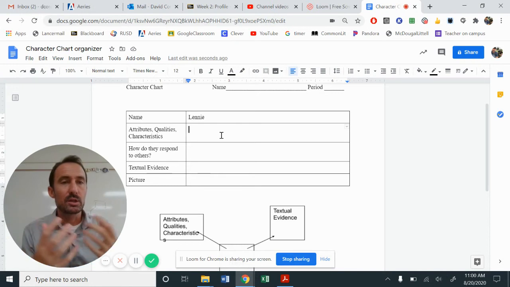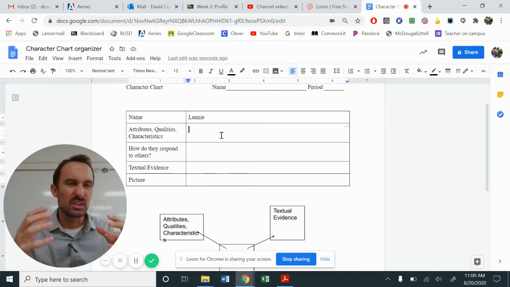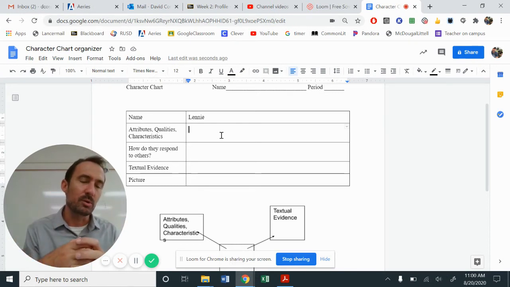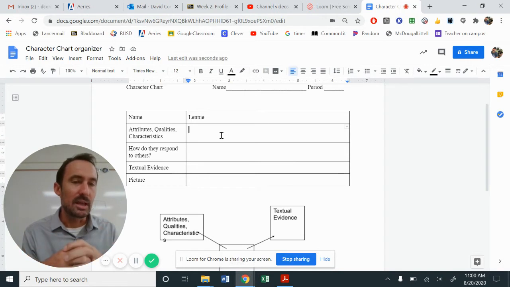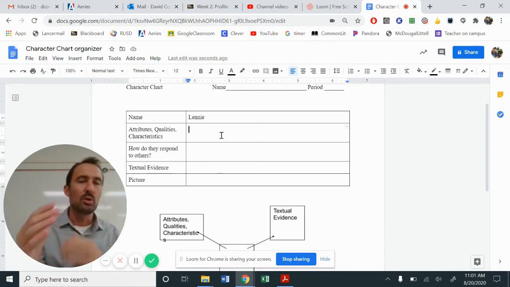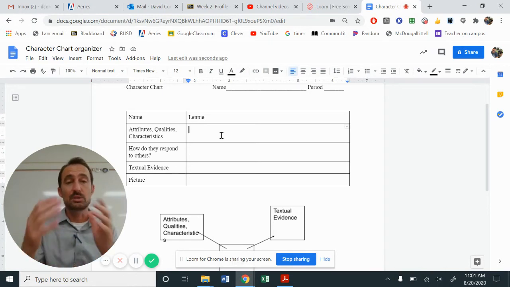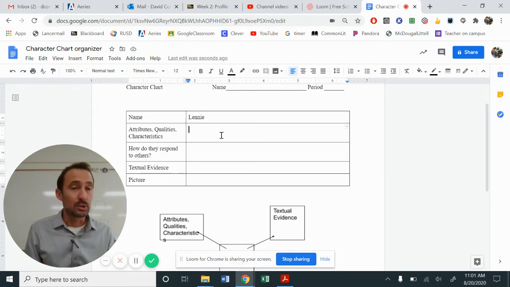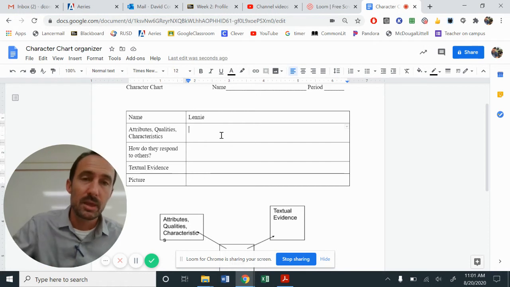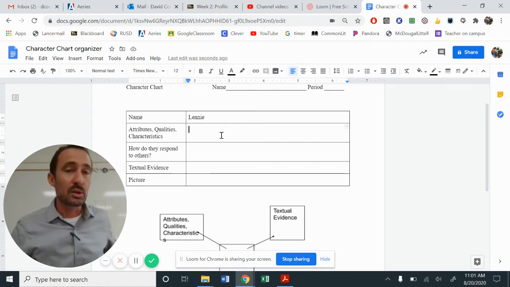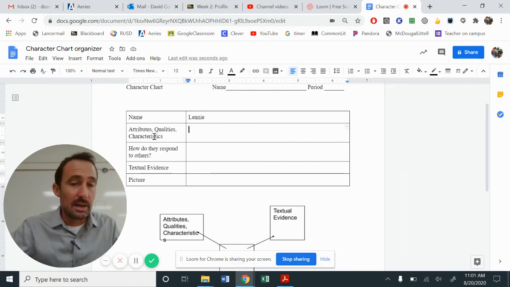There's a component where you see him almost like a child attached to their mom or their dad for safety reasons. Looking at that, you can't really look at Lenny without looking at George, and you can't look at George without looking at Lenny. So we're going to pull apart Lenny, and that may give you some insight into George when you put your character chart together for him. So let's go through some attributes and qualities for Lenny.